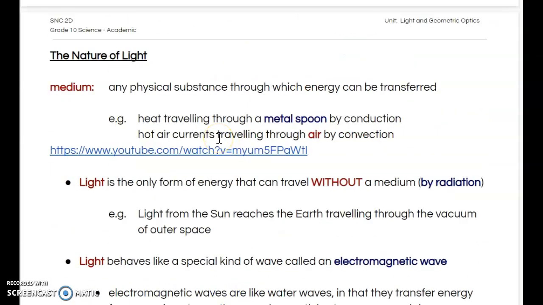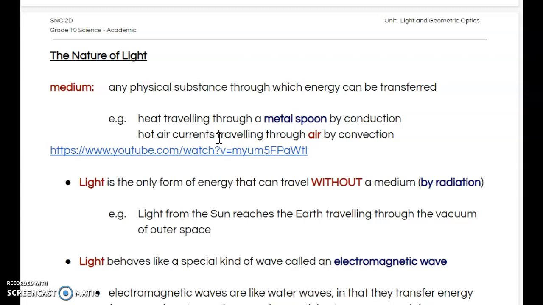Okay, a couple of vocabulary words that we're going to talk about and will be talked about heavily throughout this unit is a medium. So when we say a medium, it is any physical substance through which energy can be transferred. For example, a metal spoon is a physical substance where, if you remember, heat can travel through that medium of a metal spoon by conduction. Hot air travels through air by convection, so air would be a medium. Water could be a medium, or glass can even be a medium. We'll talk about that a little bit more in detail as we move through. But just know a medium is any physical substance through which energy can be transferred. Again, water, air, metal could potentially be a medium for heat.